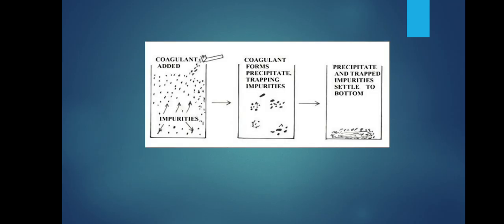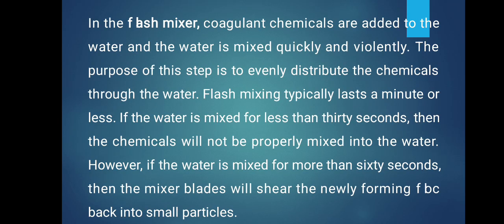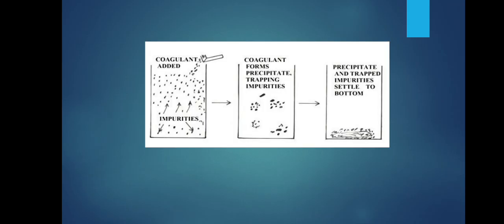Okay, the diagram shows how coagulation occurs. First, the wastewater is collected in a tank, then the coagulant is added into the wastewater. Then you have to mix it properly. The mixing should not be less than 30 seconds and should not be more than 60 seconds, as we studied earlier.